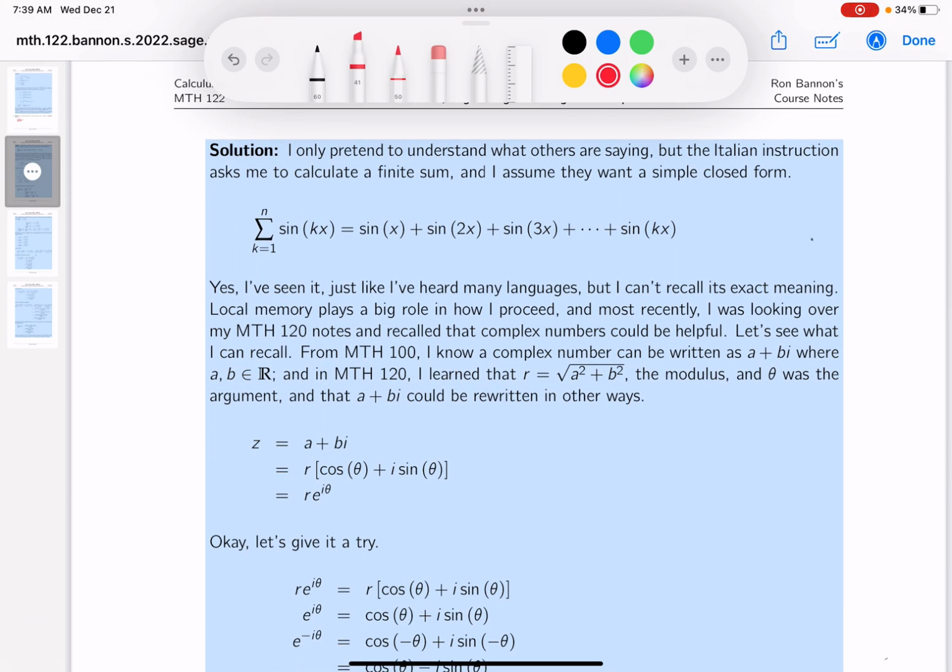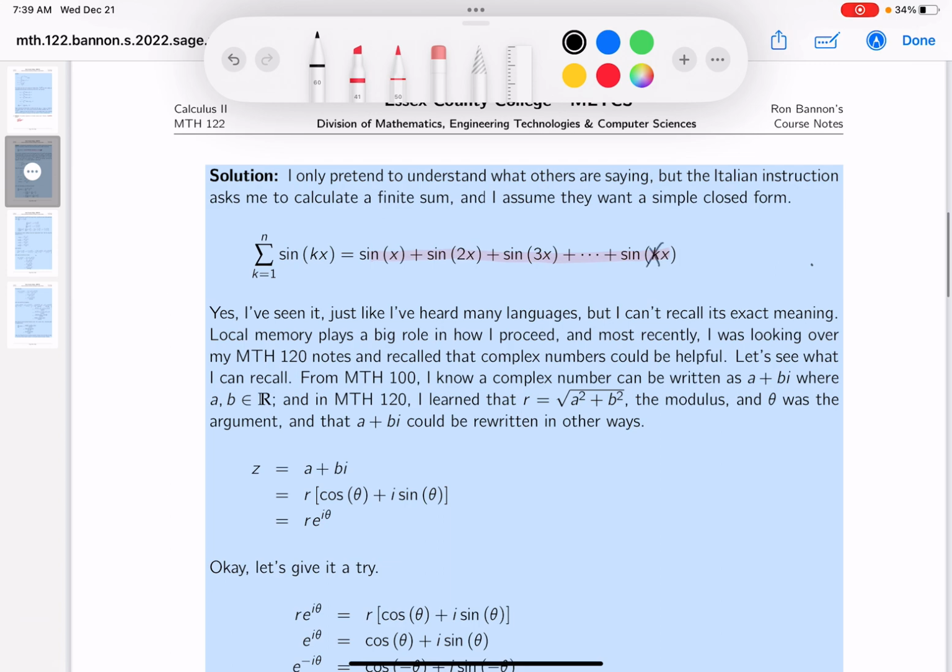What I would normally do is just write down what the sum looks like, all right? I do notice there's an error over here. I'll correct this. You're not going to see that. That should read nx, all right? It's going up to n, all right?